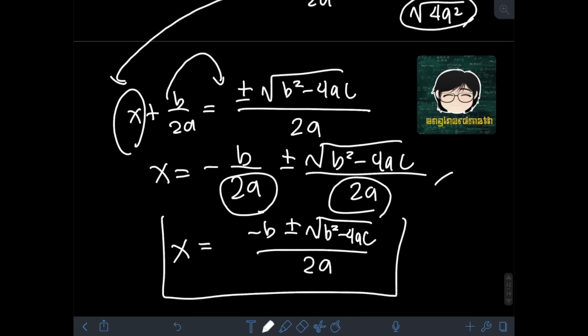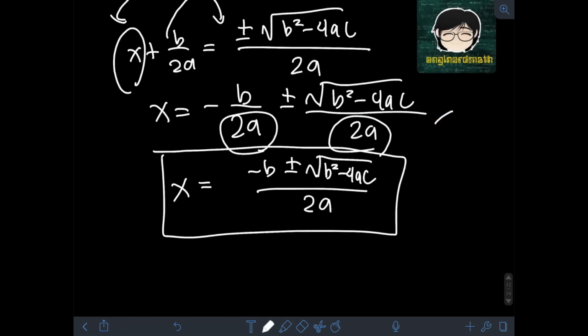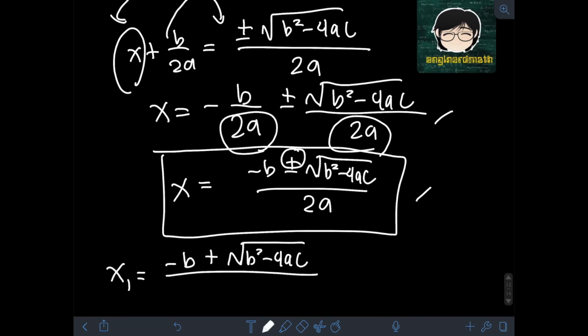So therefore, this is the derived quadratic formula. x is equal to negative b plus minus square root of b squared minus 4ac over 2a. So we can separate the two solutions for this quadratic formula as x sub 1 is equal to negative b. Let's try to get first the positive root. So we have plus square root of b squared minus 4ac over 2a.